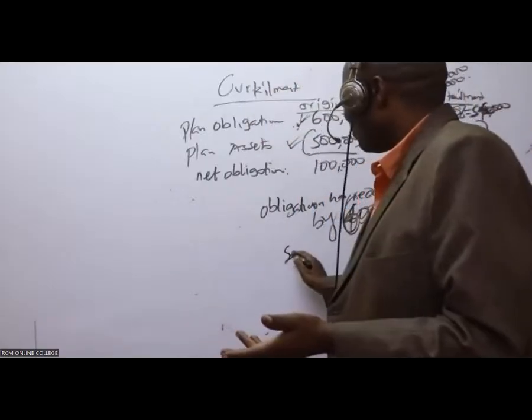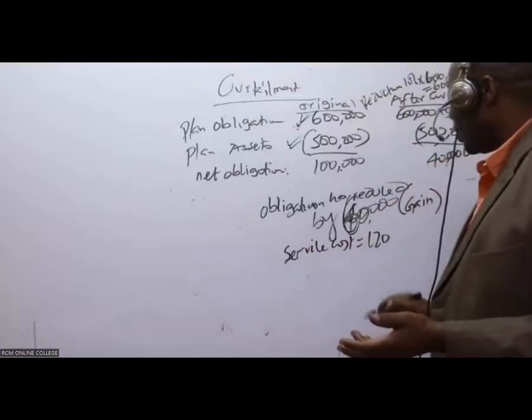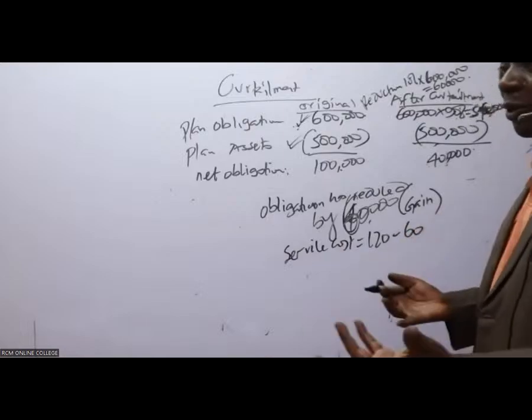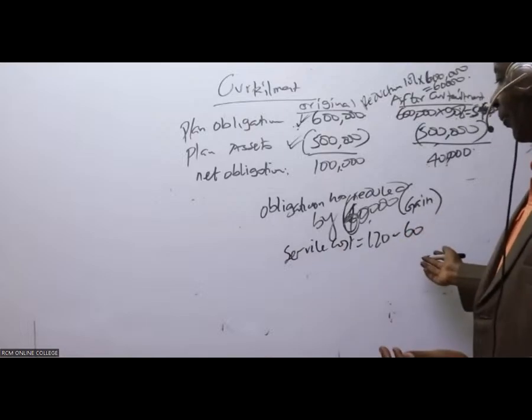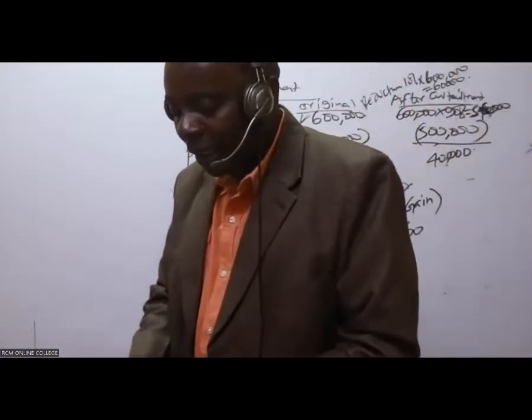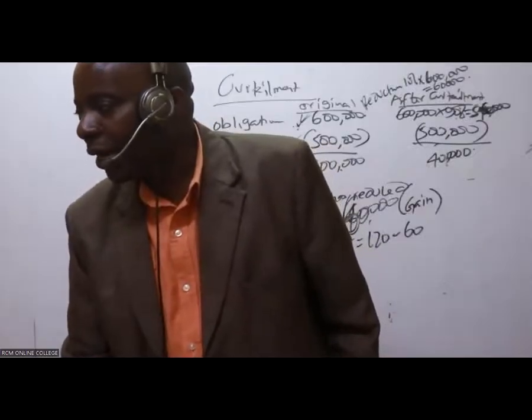If, for example, the service cost in the year is 120, and then there is a gain of 60, you'll come and do what here? Again, of course, it is the opposite of cost. You have to subtract. So we are repeating again. If you're asked here that curtailment costs are normally adjusted on what here? Curtailment costs are normally adjusted on the service cost.